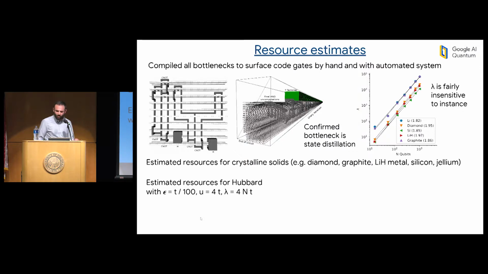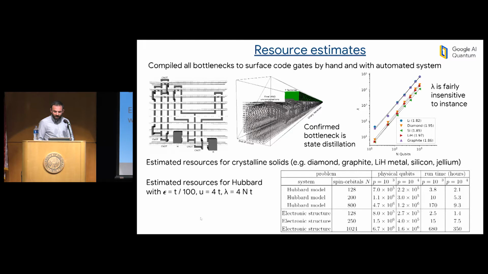We also estimated resources for simulating the Hubbard model. That was a whole part of our paper too, deploying this stuff for the Hubbard model. But I didn't have time to talk about it so much in our talk. We focused on a regime of the Hubbard model that is very challenging to look at classically. And so here are some numbers.